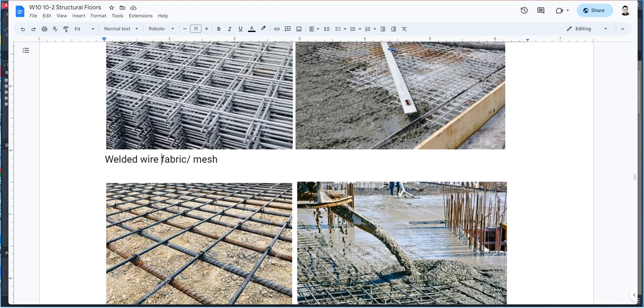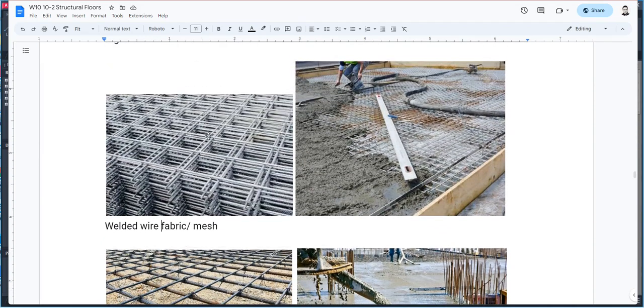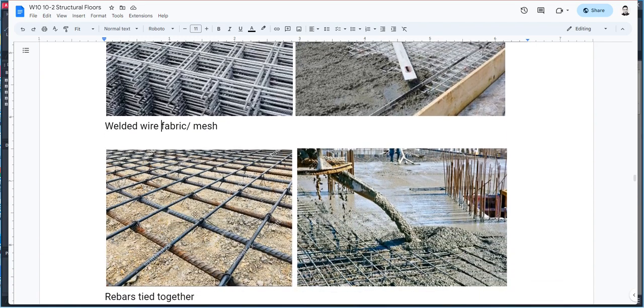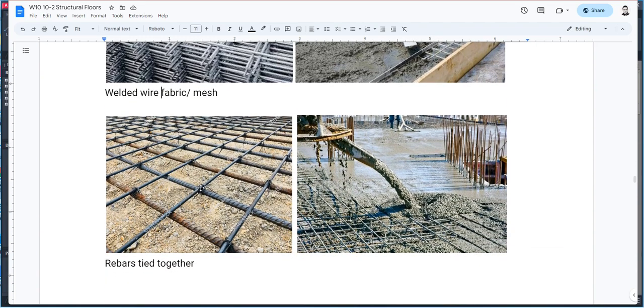This one's more labor intensive because the welded wire fabric is done in the factory, and the machine welds them together, and then it's delivered on site, and the guys on site will just lay them down on the floor, raise them from the dirt or from the vapor barrier, and then tie together those ends. Whereas this one's very intensive. The rebars will be delivered long. You have to cut them and then put them in place. You have to bend them and then tie each intersection together before pouring the concrete.